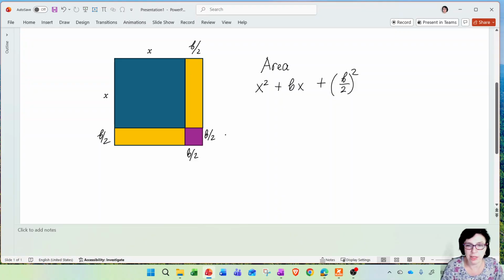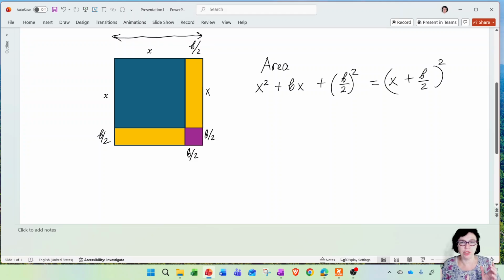Now, we can write this in a different way. Now that this is a square, now that we completed the square, what are the sides of the square? Well, in other words, what's the distance from here to over here, right? Well, it's x plus b over 2, and then the width is also x plus b over 2. The area of this new complete square is going to be x plus b over 2, and that whole thing is squared. And this is the formula that you will see everywhere, okay? So you don't have to memorize it, but let's go over the steps.